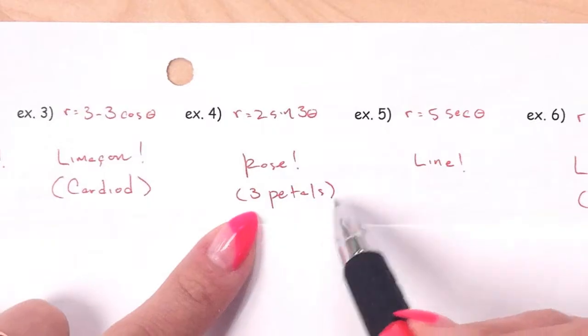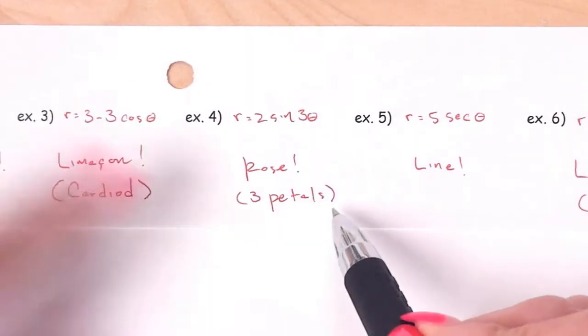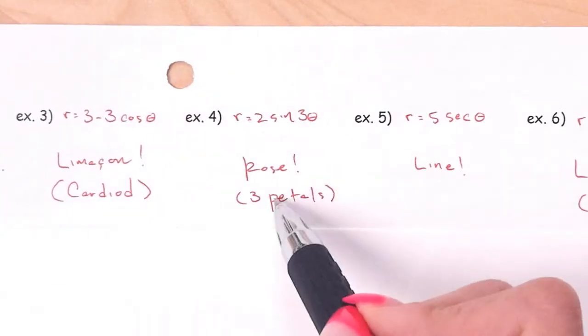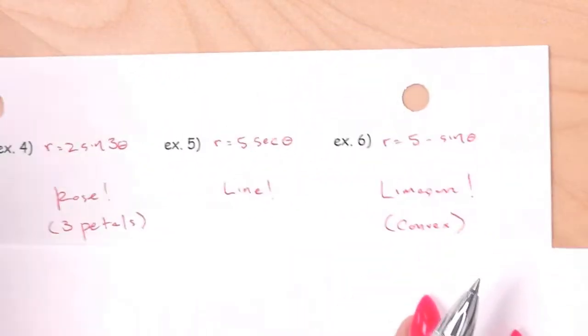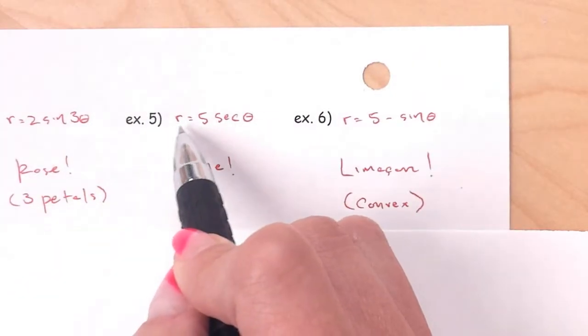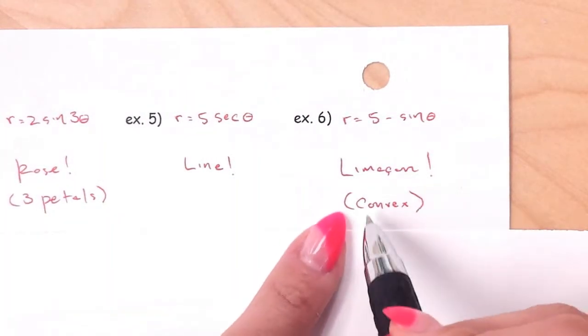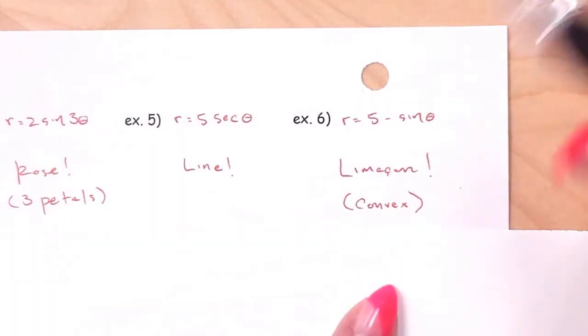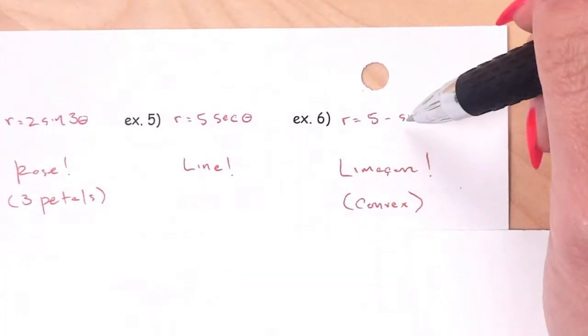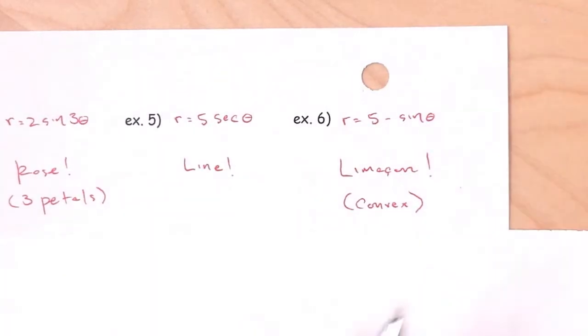This one is a rose. It's almost a circle, but it's not because there's that 3 inside. So this is going to be a rose. It has 3 petals specifically. This one is a line, because really on the other side, this would be our cosine, and that's what a line is, right? So like our cosine right there. Okay. And then this is another limacon. So a limacon, this is a convex limacon because A over B is 5, and 5 is way bigger than 2. Okay, it's going to look like a circle, but it's not a circle.